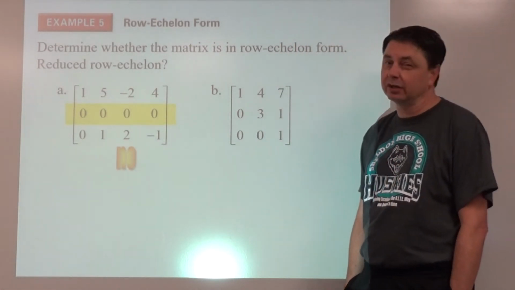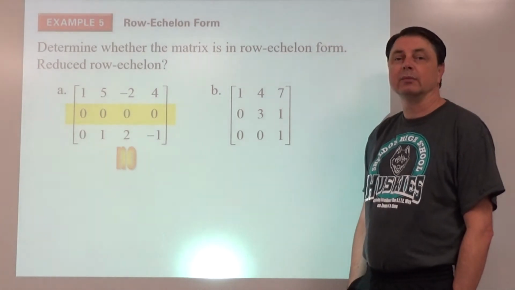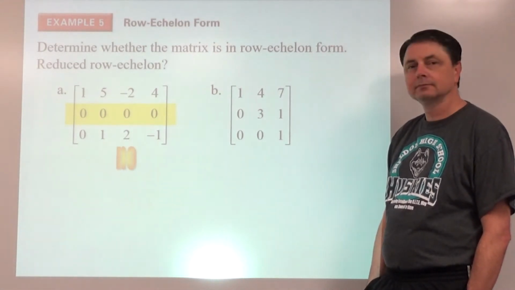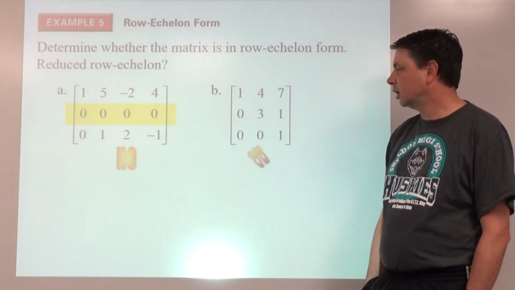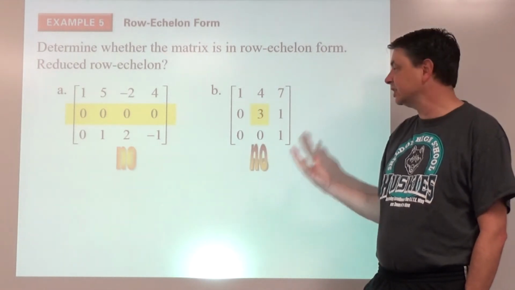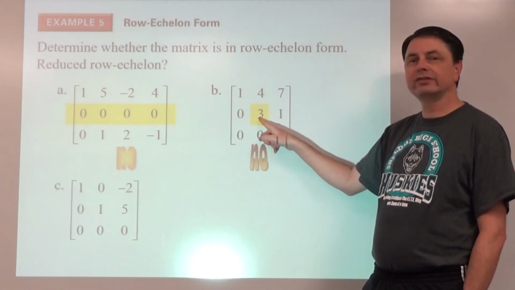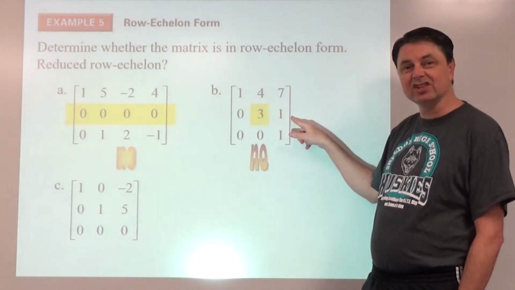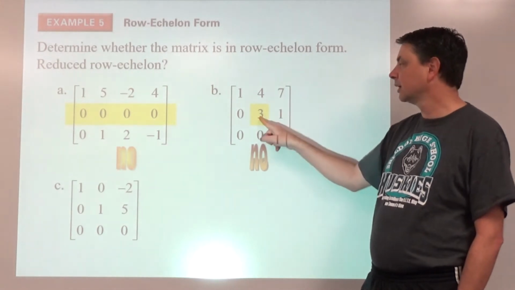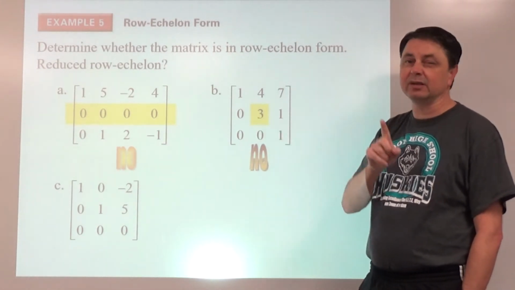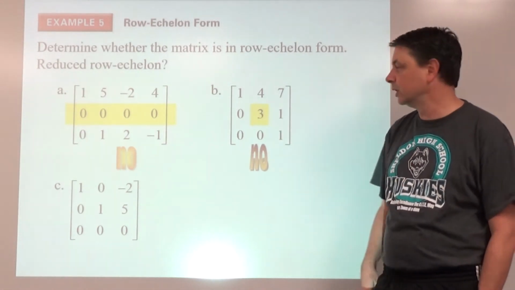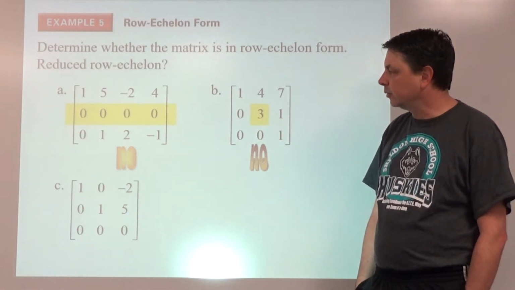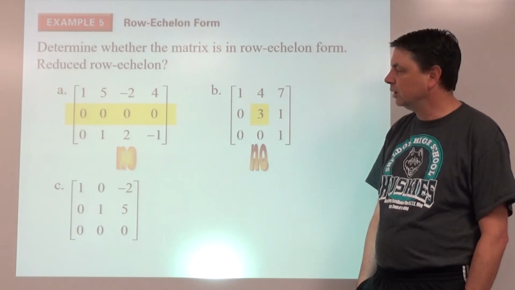Again, pause until you're ready to come up with your answer. Also no. So what's the issue here? It's the 3. The first non-zero entry in that row cannot be a 3. It has to be a 1. It has to be a leading one. So that one ruins it. All right. Part C. What about this one?